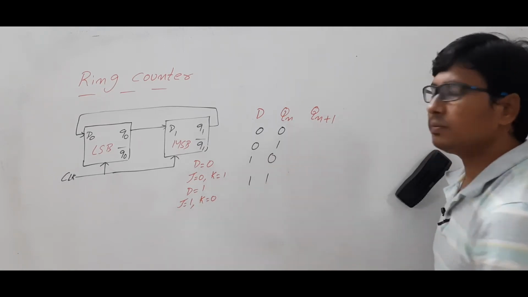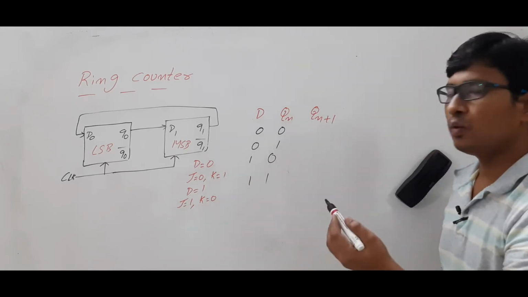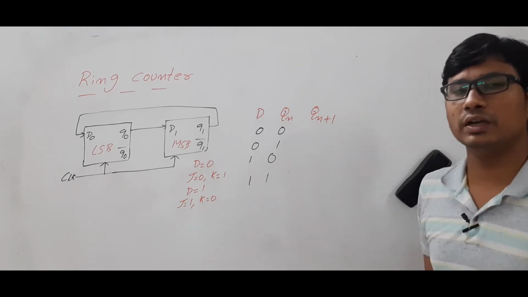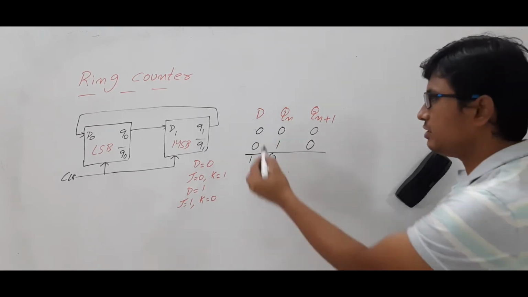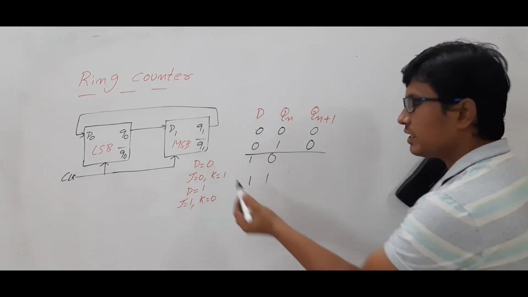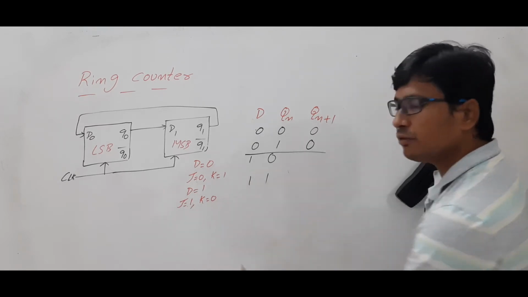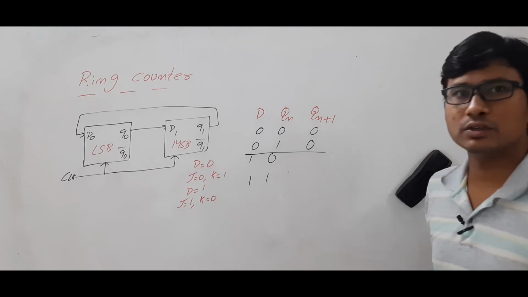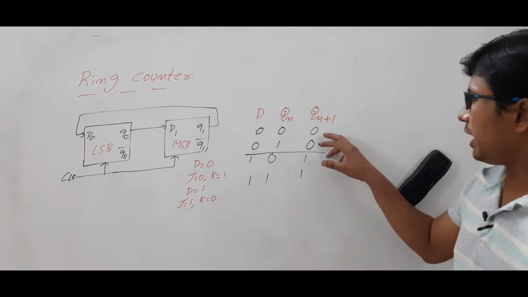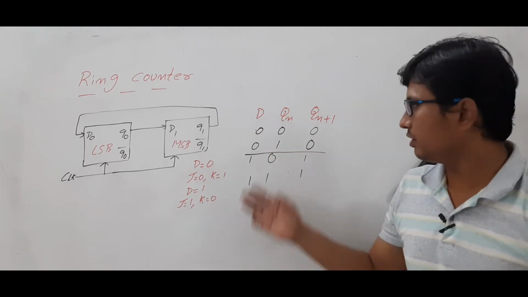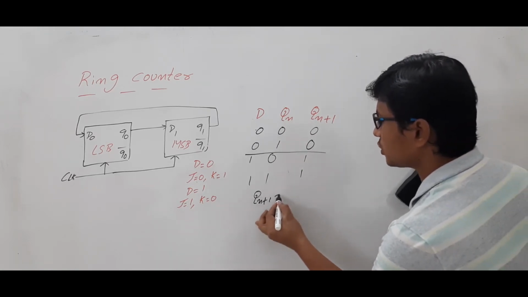What will be the next state? If J is equal to 0 and K is equal to 1, what will be Qn plus 1? Qn plus 1 will be 0. Am I right? That is the meaning. If D is equal to 0, J is equal to 0 and K is equal to 1. Similarly, if D is equal to 1, the J value will be 1 and the K value will be 0. Then in that case, Qn plus 1 is equal to 1. If you look at it, Qn plus 1 is equal to D. If you take the characteristic equation, you will get Qn plus 1 is equal to D.